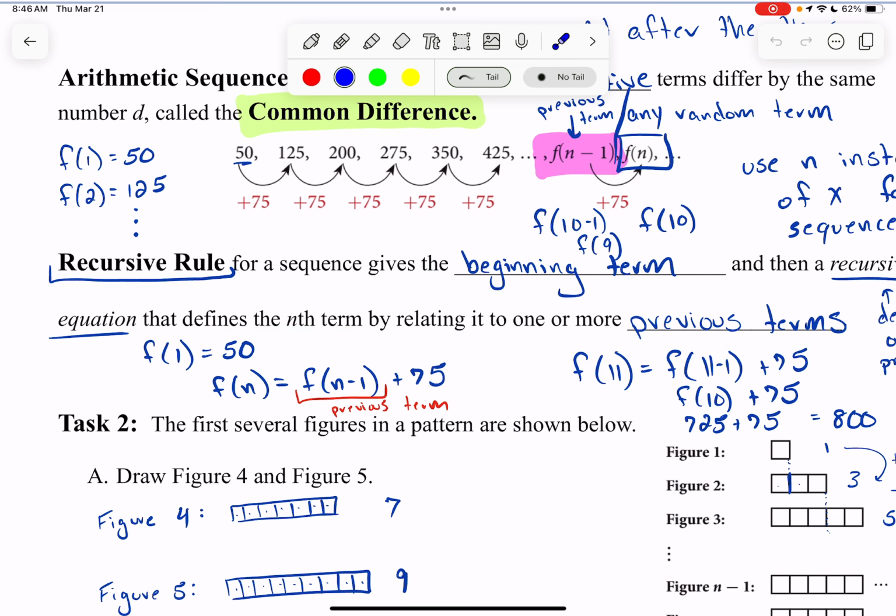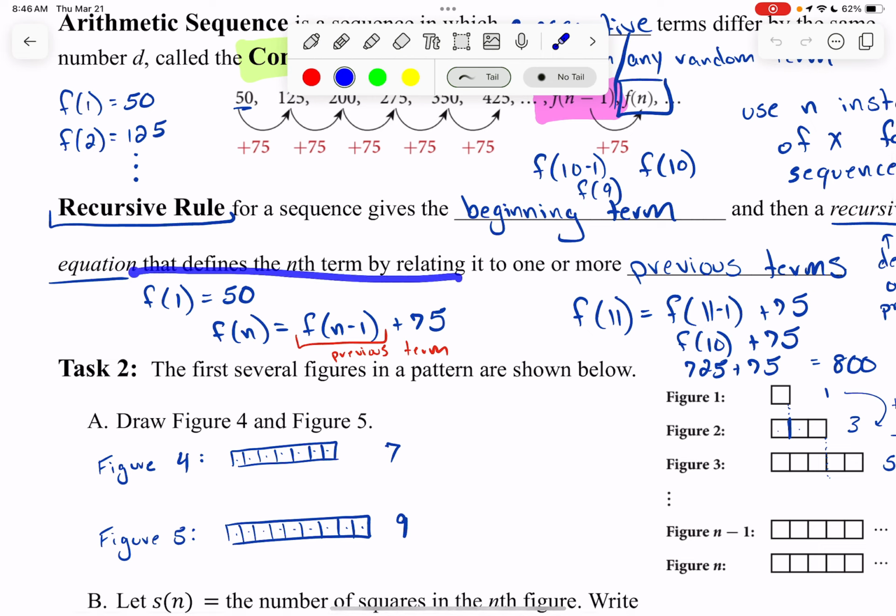So if you notice here, this is what our recursive rule looked like for an arithmetic sequence. We had to know what the first term was. The first term is 50. And then to find the next term, I take the previous term, which is f of n minus 1. So to find the fifth term, I would need to take f of 5 minus 1, the fourth term, and add 75. Since this is an arithmetic sequence, we add 75 each time.